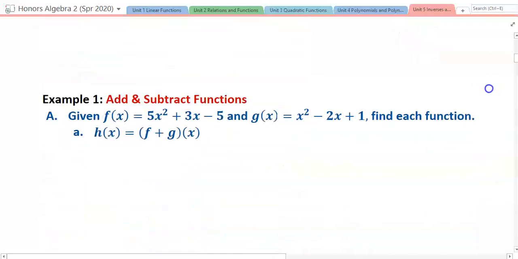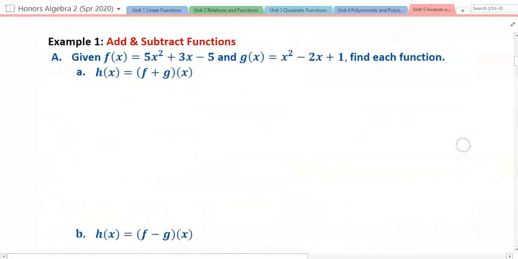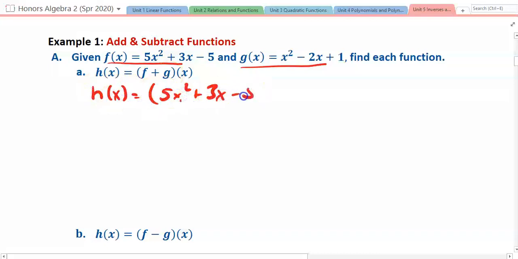All right. So let's take these functions here. I'm going to add and subtract them together to find each function. So we're given the f here, we're given the g here, and in our first problem we're asked this new h of x function is going to be the sum of the f function and the g function. And so I'm literally going to write this, that h of x is equal to 5x squared plus 3x minus 5 plus x squared minus 2x plus 1.